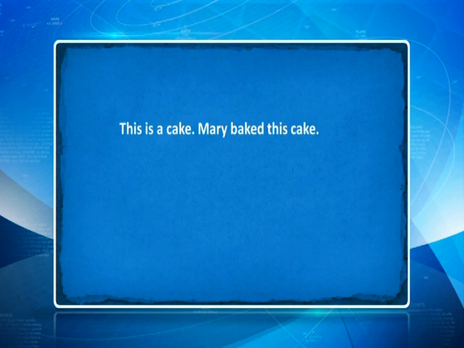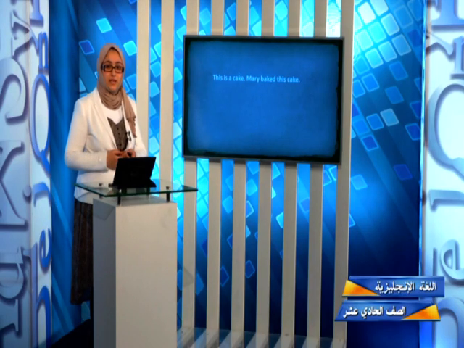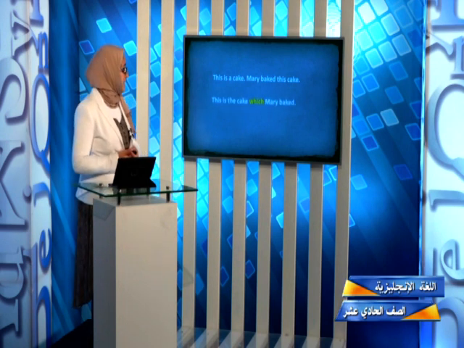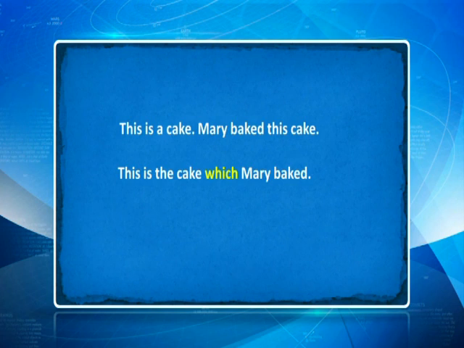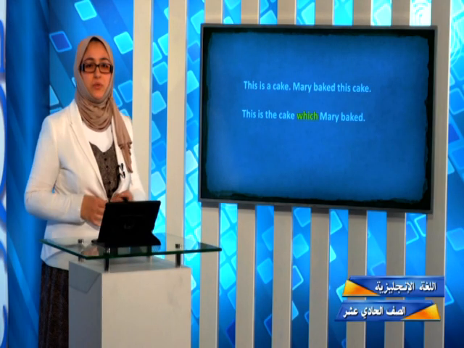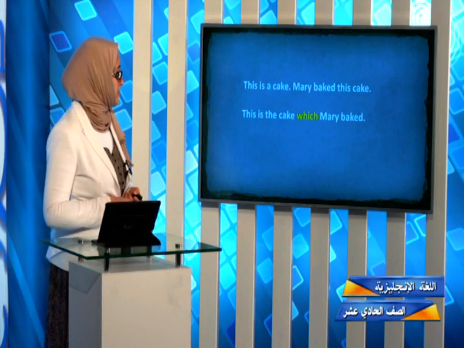Next one, this is a cake. Mary baked this cake. So once again, we have a subject here, okay? And it is a person, and this person is alive. So which of the keywords should be used here? That is correct. It is in fact which, because we are taking the cake and emphasizing it at the beginning of the sentence. So this is the cake which Mary baked. The emphasis is not on Mary here, it is on the cake. And it has some references to the active and passive voice, this sentence.